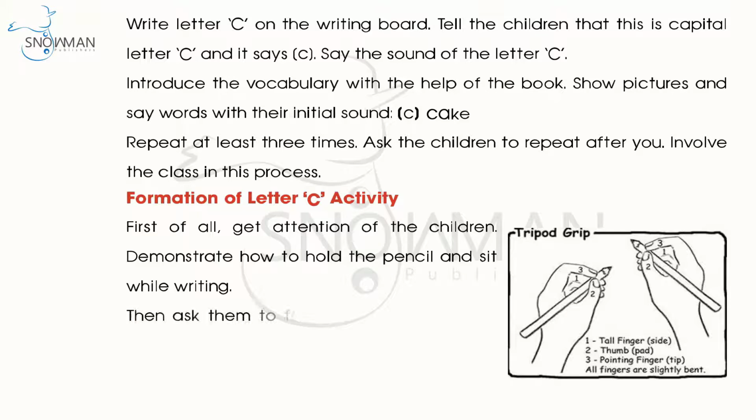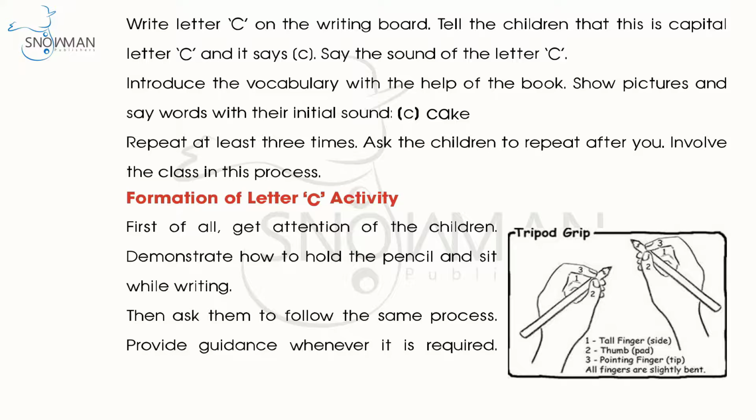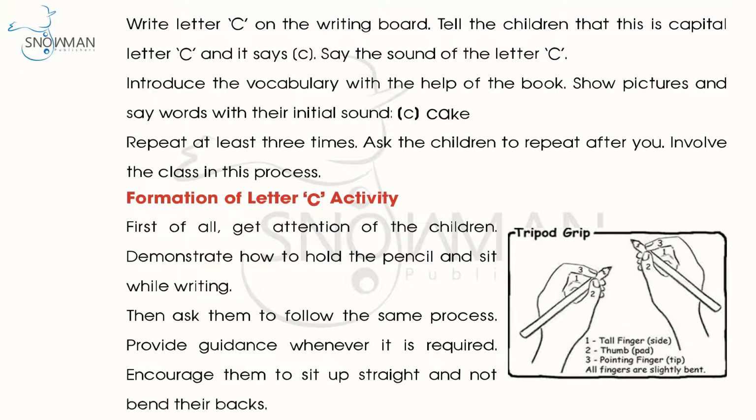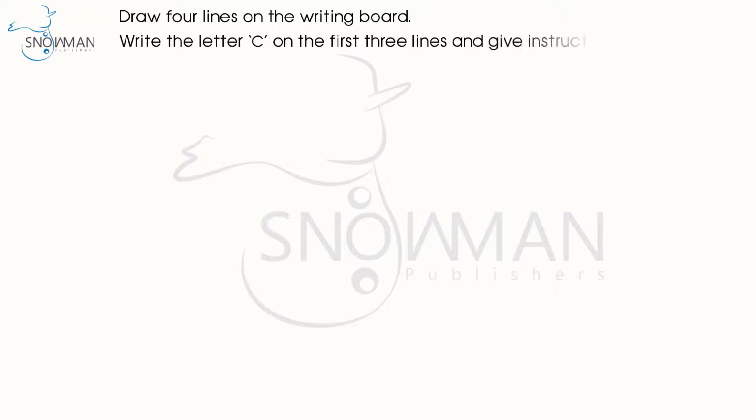Then ask them to follow the same process. Provide guidance whenever it is required. Encourage them to sit up straight and not bend their backs. Draw 4 lines on the writing board. Write the letter C on the first 3 lines and give instructions. Start from the red point and draw a half circle.